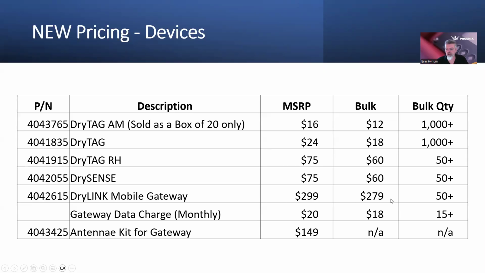Here's the mobile gateway pricing. This is the fee for the gateway data. So each gateway has a data plan on it. That's the only way this works. So for 1 to 14 gateways, you're going to be paying 20 a month. If you have more than 15 gateways, you're going to pay 18 a month. And then we have this kit for antennas for semis.